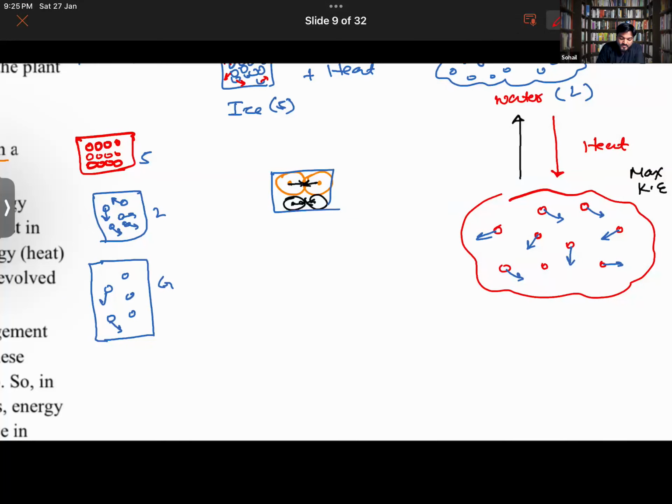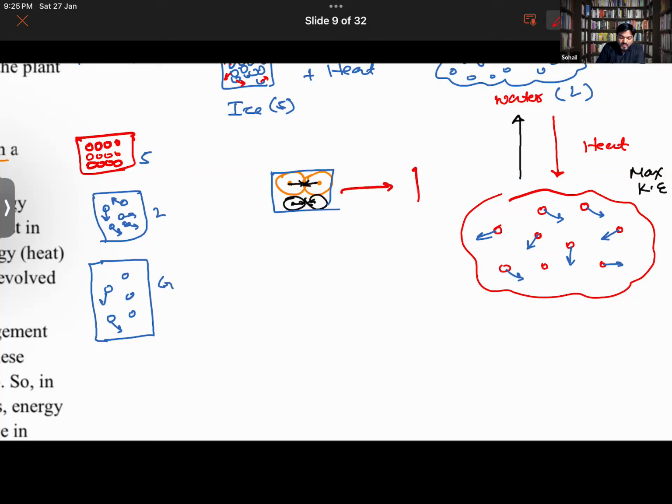Now what happens? Okay, all the particles inside the solid, there is not sufficient space left inside the solid, and all the atoms are basically pulling each other. So hence they are in a compact state.